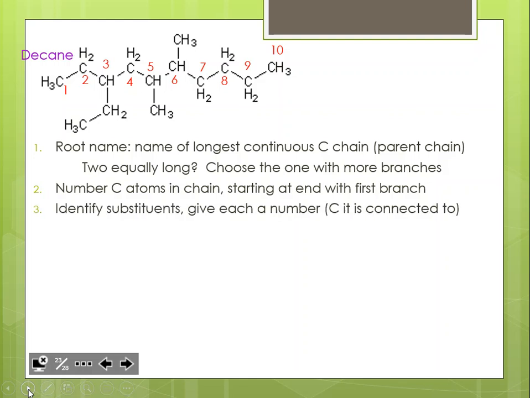Identify substituents, give each a number. So the first substituent there is off of the 3rd carbon, which would be an ethyl group because it is a 2-branched one. So we have 2 carbons branching off of there. So that becomes an ethyl group. We also have a branch off of the 5, and there's only one carbon branching off of there. A 1 carbon group, that's a methyl group. We also have one branching off the 6 up there, so that's also a methyl group. Identify them, number them.